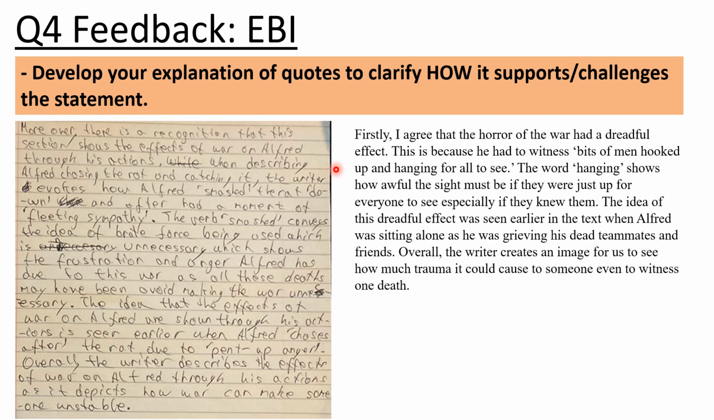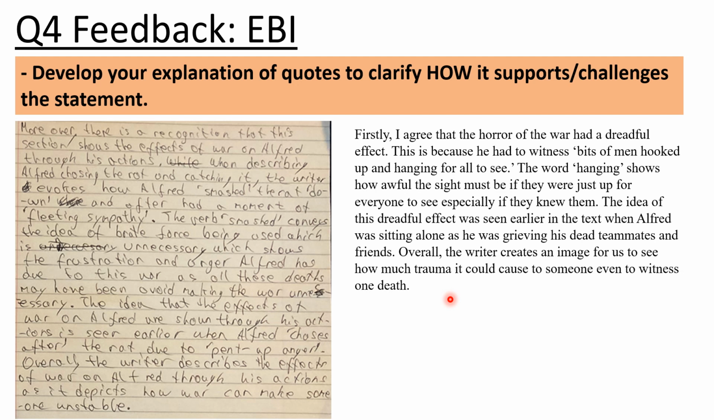This is another example. Firstly, I agree that the horror of the war had a dreadful effect. This is because he had to witness bits of men hooked up and hanging for all to see. The word hanging shows how awful the sight must be if they were just up for everyone to see, especially if they knew them. The idea of this dreadful effect was seen earlier in the text when Alfred was sitting alone as he was grieving his dead teammates and friends.